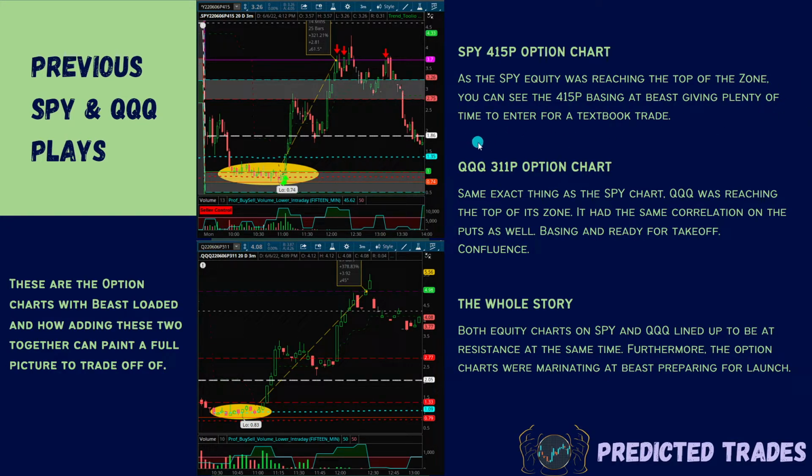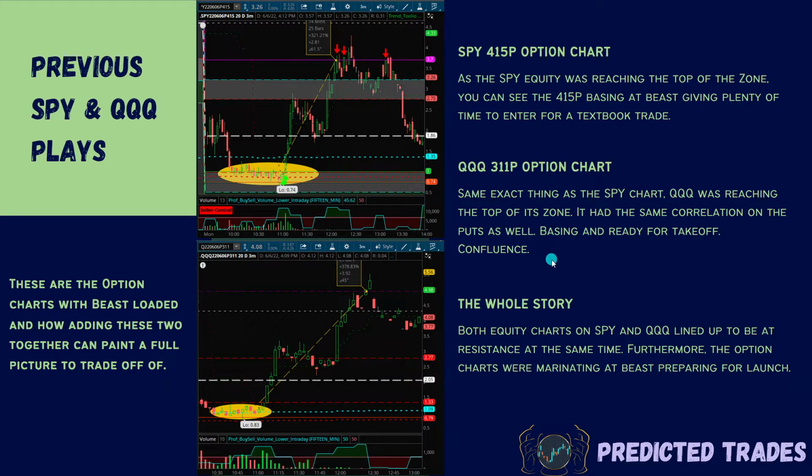So once again, that 415 put, the SPY equity was reaching the top of the zone. You can see the 415 put was basing at Beast right here in this yellow oval, and it gave you plenty of time to actually enter for a textbook trade all the way up to this purple line that I know we talk a lot about. Entering at top Beast would have yielded you 321%. As you see, there was a lot of chance to get filled below that.